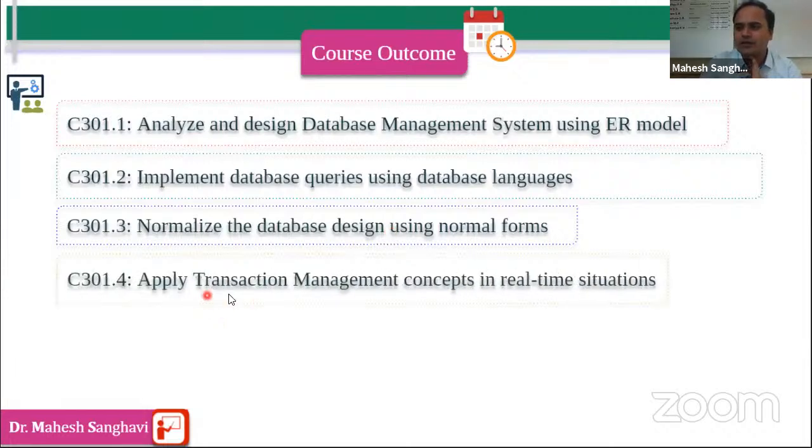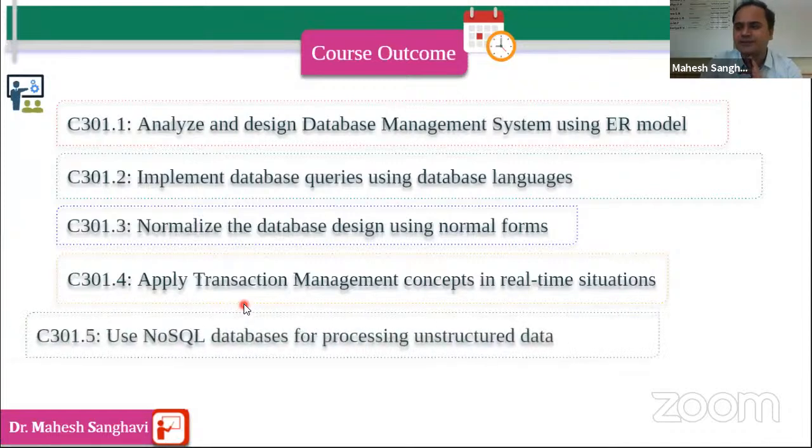Then the fourth course outcome is apply transaction management concept in real-time situation. So this is the fourth unit that will give you an understanding of how transactions are happening, online transaction or any sort of transaction in a database, how it is happening. That knowledge will be given to you, and you all will be able to apply your own knowledge and work out with this transaction management.